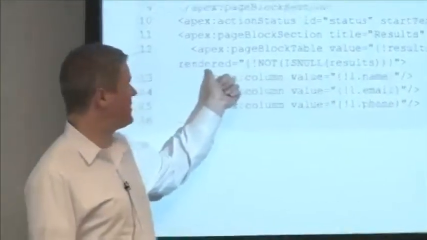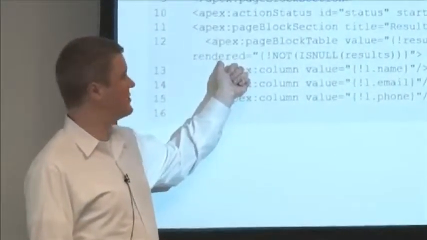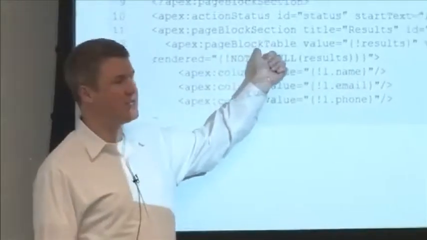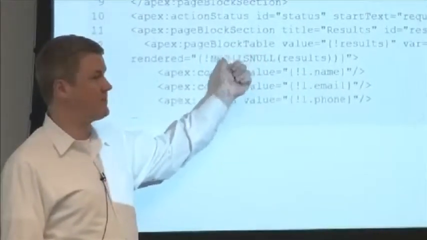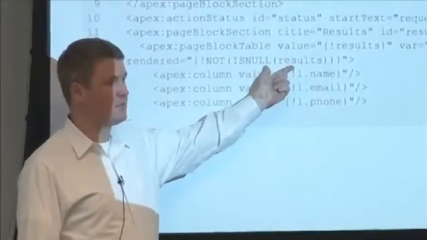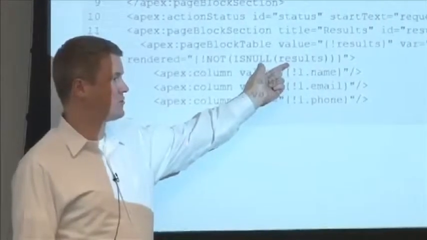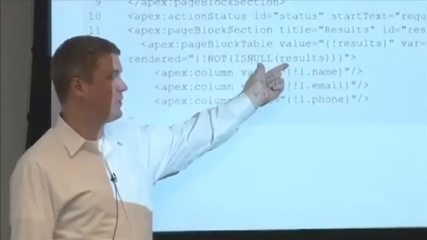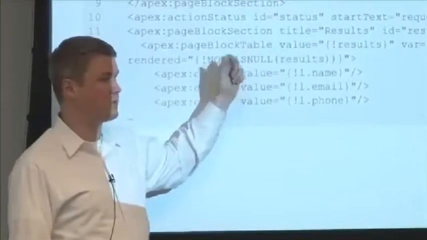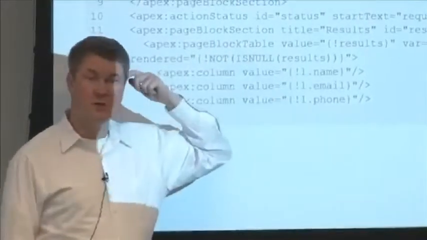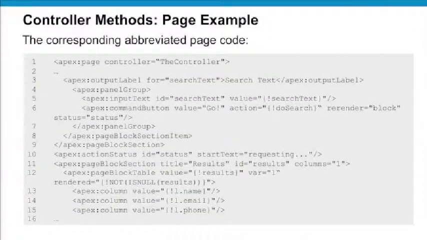But notice this is bound to the rendered attribute, which is going to display the page block or not, depending upon whether or not this is null. Because if it is null, it returns true. If it is null, we don't want to display it, so we call not, which will flip it. So if we don't get back any results, we do not display the page block table.